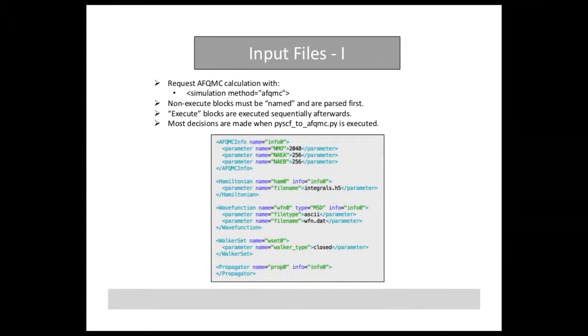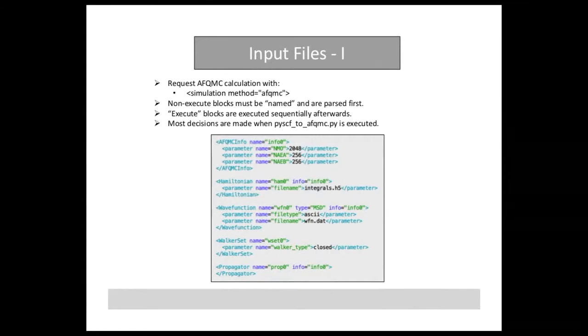The other thing is that we have a Hamiltonian, a wave function, a walker, and a propagator, the four essential pieces to auxiliary field. As you see, for all of them the defaults mainly work. There are going to be a lot of options, and you can look at the options in the documentation and in the examples. I'm not going to go into so much detail about the options, but mostly the defaults work. So if you want to do a generic auxiliary field calculation, your input file can be pretty empty.